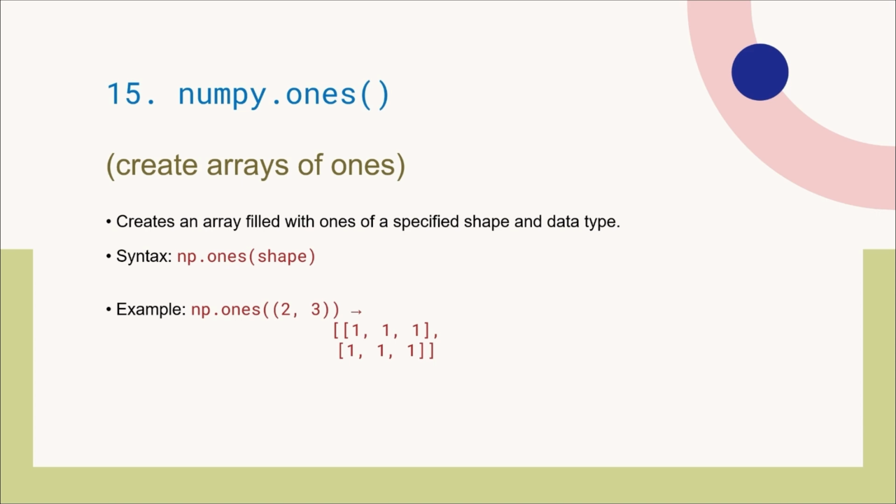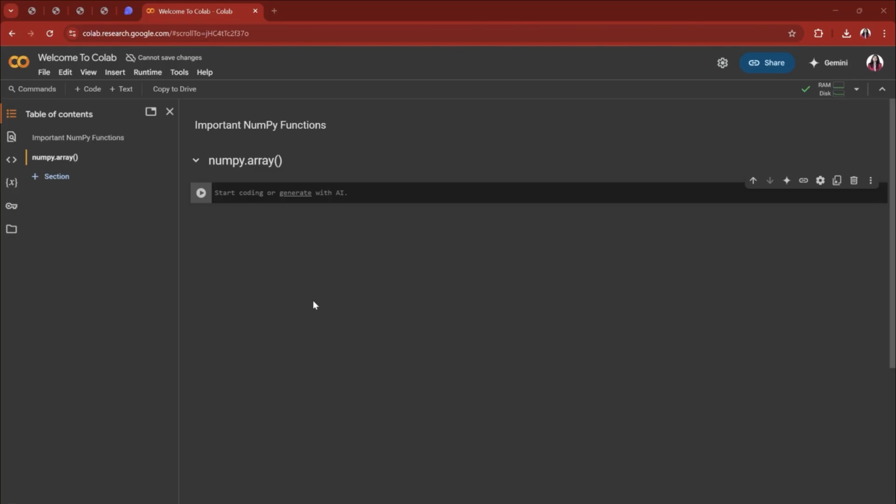Now let's implement each of these functions in Google Colab. So guys, let us implement each of the NumPy functions that we just discussed. Our first function was the numpy.array function, which is used to create a NumPy array. So guys, let's first import our NumPy. I'm just giving it the alias np.